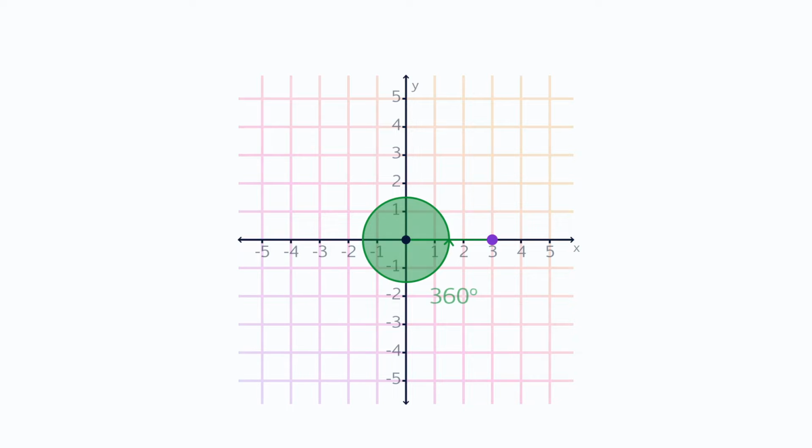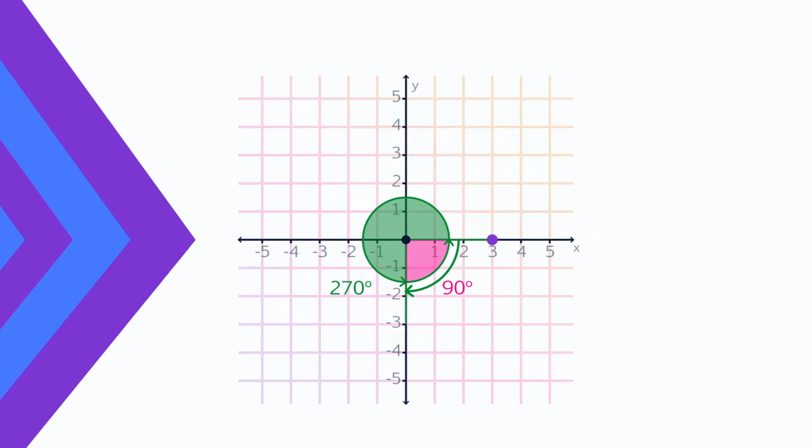In other words, rotating first by 270 degrees and then by a further 90 degrees returns you to the same point. It's this fact that lets you perform a 270-degree rotation by rotating 90 degrees in the opposite direction. Let's see this more clearly in our first example.